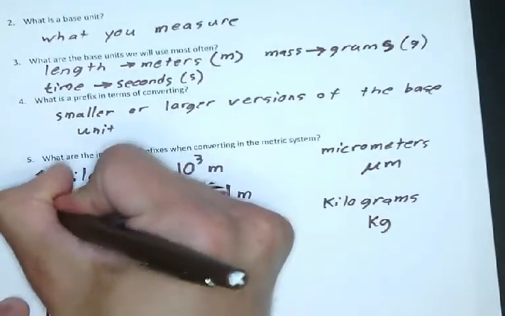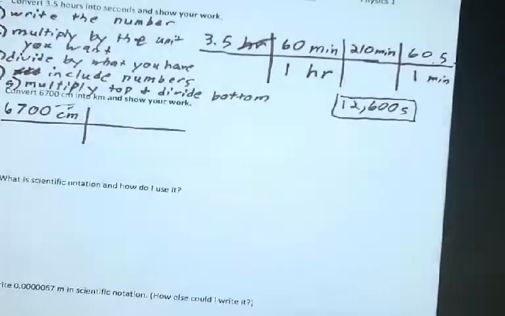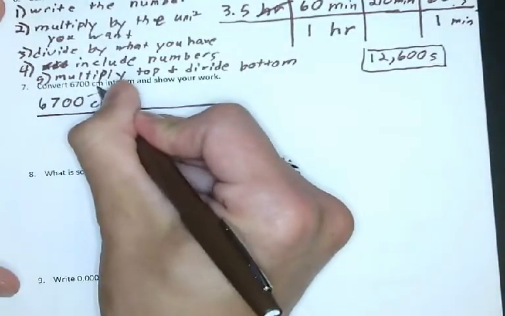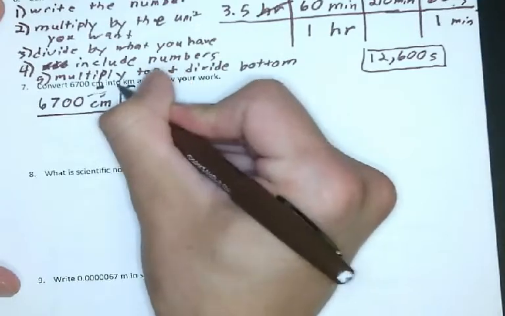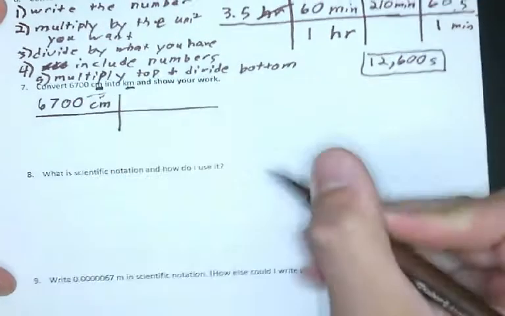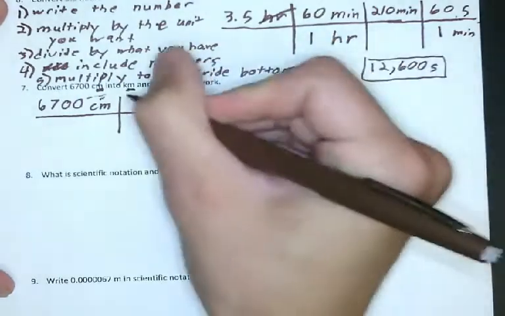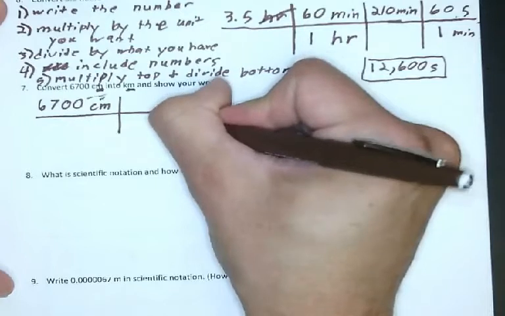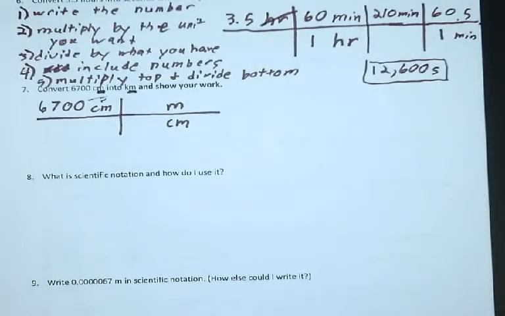And what is that something else that you always go to? It is always the base unit. You always go to the base unit. What is my base unit? It's meters for this problem. See, it's km, cm, it's meters. So I'm going to go to meters. So what's the unit I'm going from? Centimeters. Include the numbers.